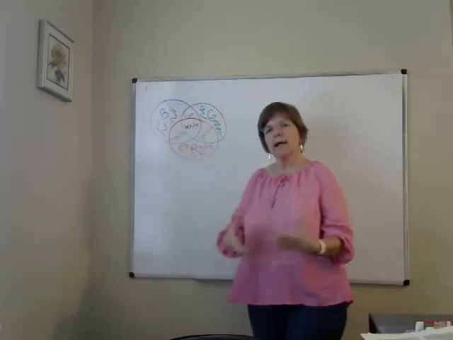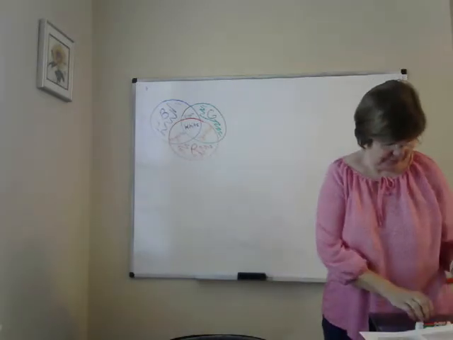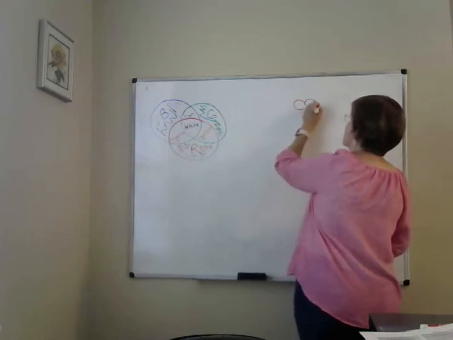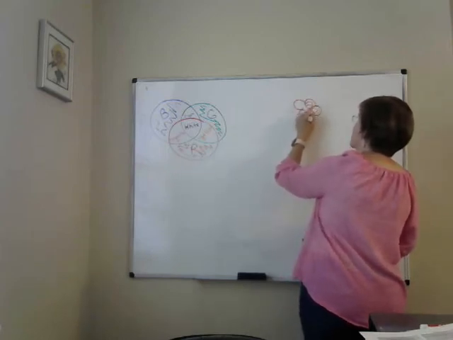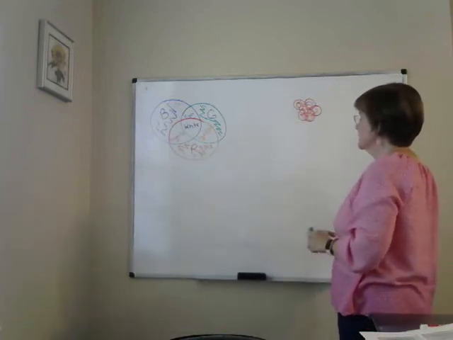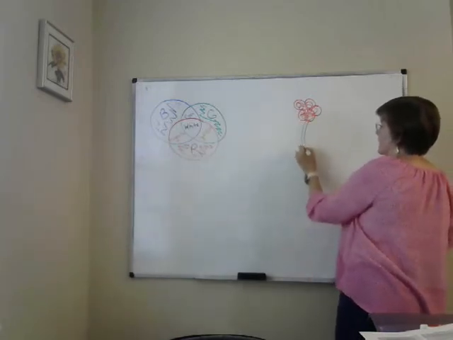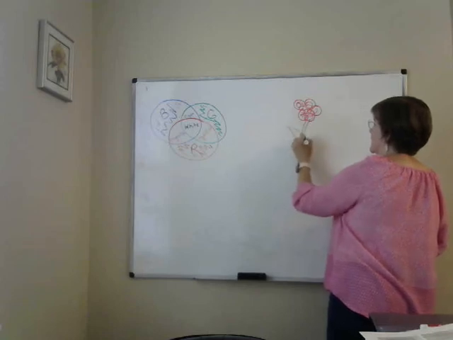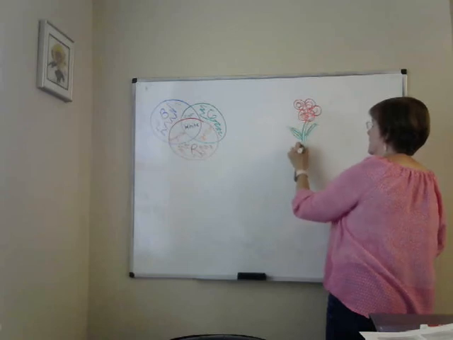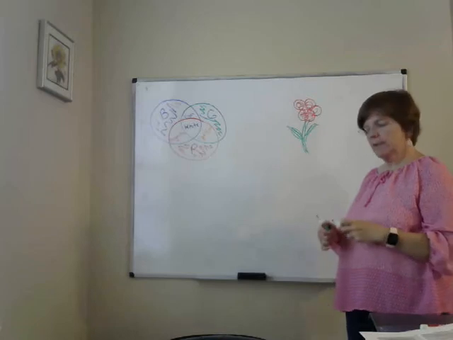Suppose white light is shining on a red flower. Let's draw a picture. Got a red flower. There it is. Lots of red petals. Green leaves. So why do the petals appear red? Why do the leaves appear green?